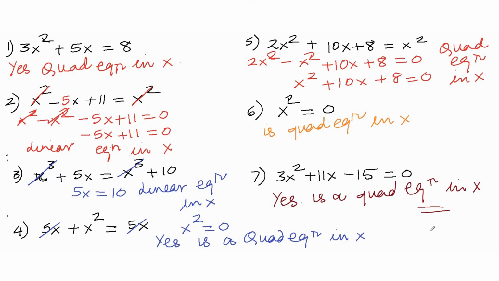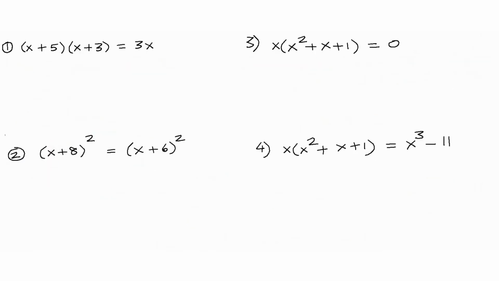So let's take some more problems and identify whether they are quadratic equations or not. Let's take a look at these 4 equations. Let's open up the bracket here. If I open up the bracket, x into x will become x square, so I have x square. And x into 3 will become 3x, so plus 3x. Then 5 into x will become 5x. And 5 into 3 will become 15. So I have opened up the brackets term by term.